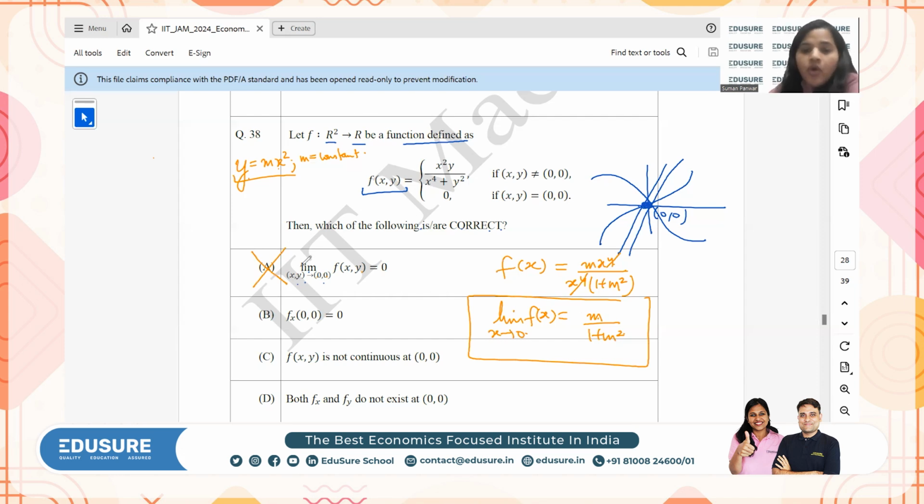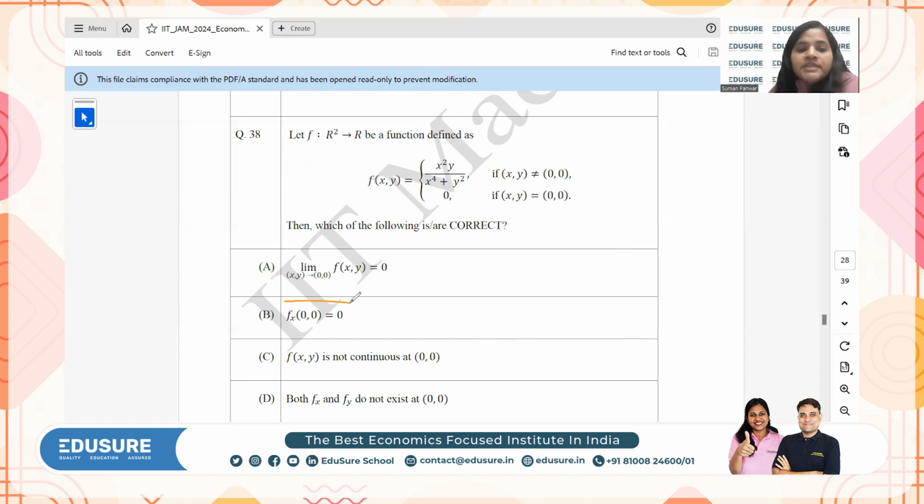So this statement is wrong. Now, what do we mean by continuity of a function at a point? A function is said to be continuous at a particular point when the limit at that point equals the function value at that point. And therefore, this statement is correct: f(x, y) is not continuous at (0, 0). So we have eliminated option A and option C is correct. Let us look at other options now.